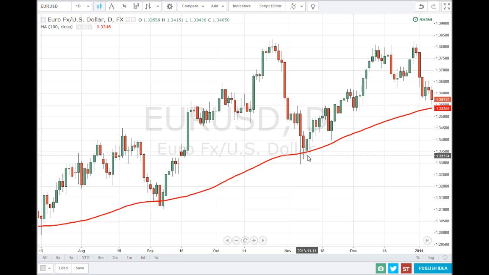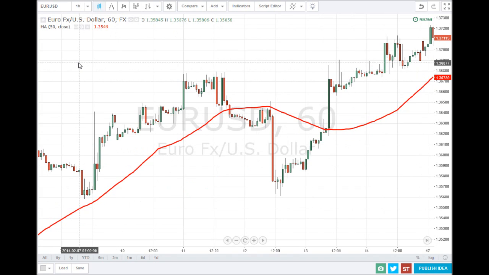Let's look at an hourly chart of the Euro US dollar. This is a 1 hour chart of the Euro US dollar, and I have a moving average set at the period of 50. Price moves on the downside and reaches the moving average area, and price is rejected and goes on the upside. The moving average is acting as a dynamic support.